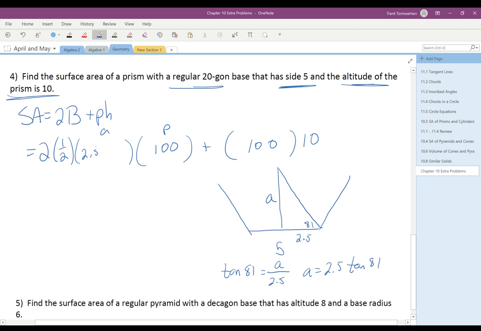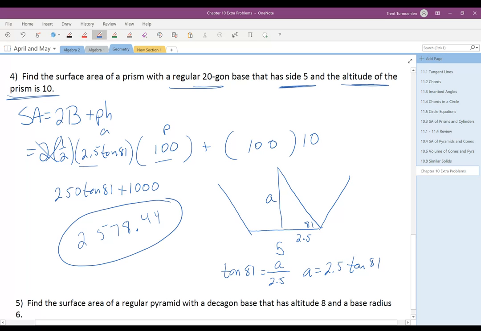So we can just put in 2.5 times tangent of 81 into our formula. Our 2 times 1/2 cancels out. 2.5 times 100 is just going to be 250. So this is going to be pretty easy to type into our calculator. It's just going to turn out to be 250 times the tangent of 81 plus 1,000. When we do that, we get 2,578.44 is the surface area of this regular 20-gon prism with a regular 20-gon base.